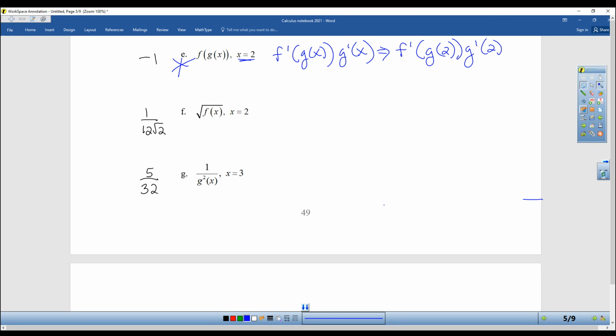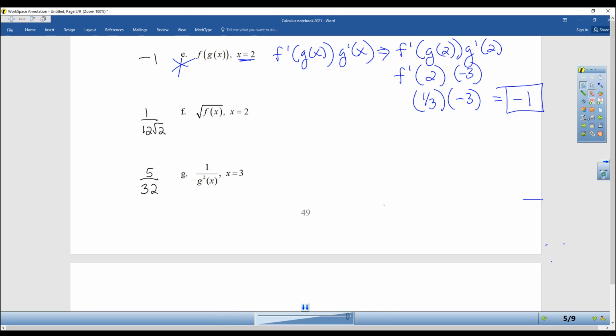Oop, that last parentheses not needed. Okay, g of 2 is 2. G prime of 2 is -3. But I had to work my way out. So g of 2 is 2, and now f prime of 2 is 1/3. So 1/3 times -3 is -1. Pretty challenging problem.